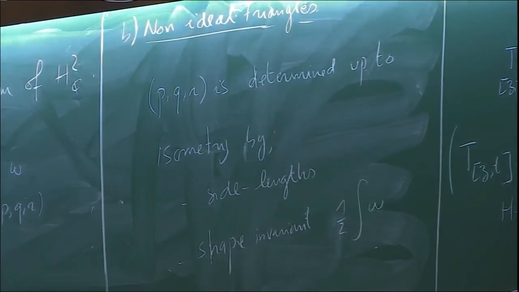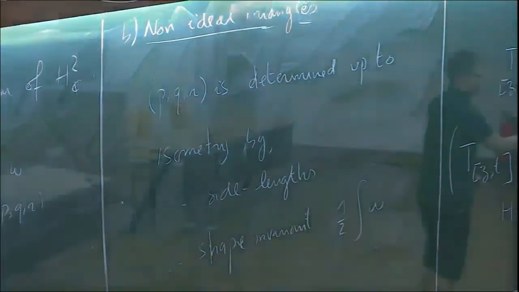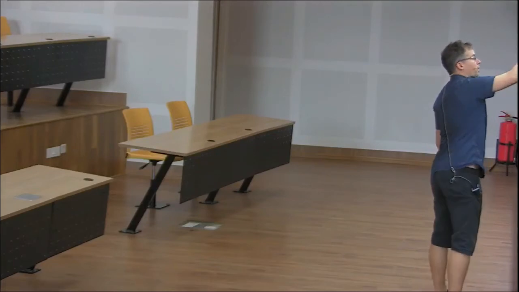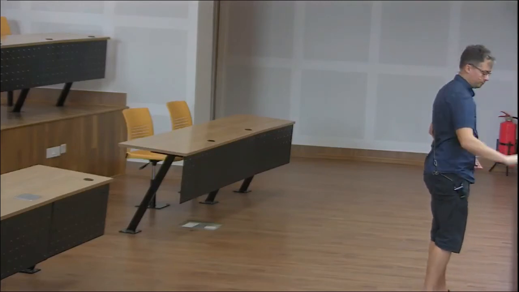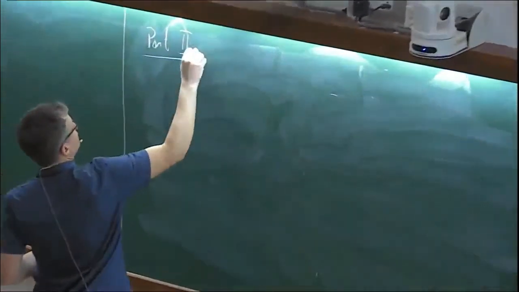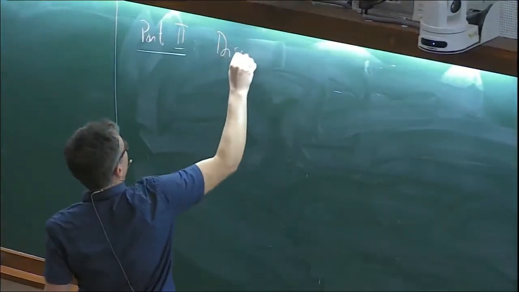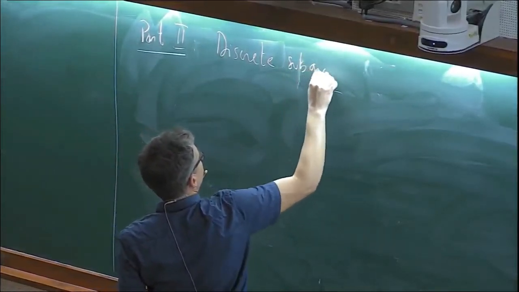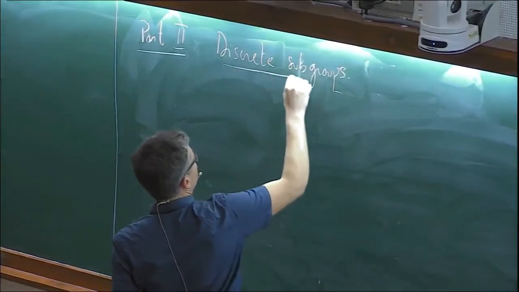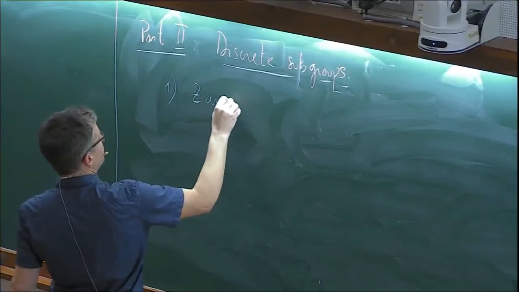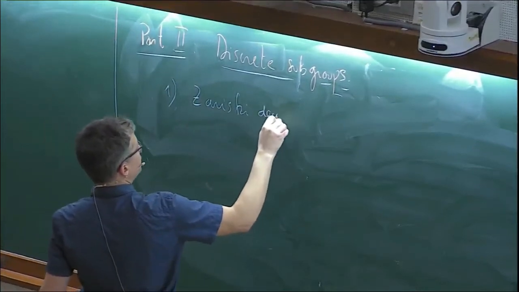Okay. So to finish this talk, I would like to start the second part, which is on discrete subgroups. And the first part will be on Zariski dense subgroups.